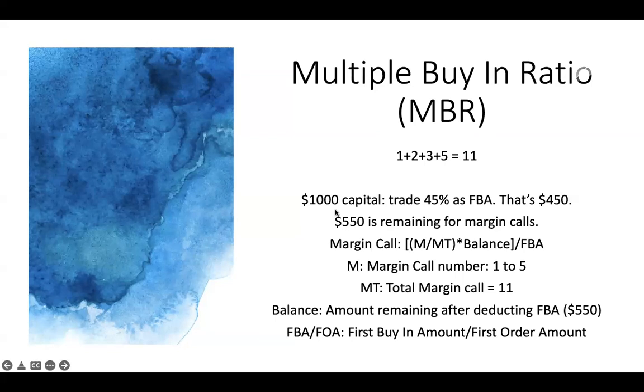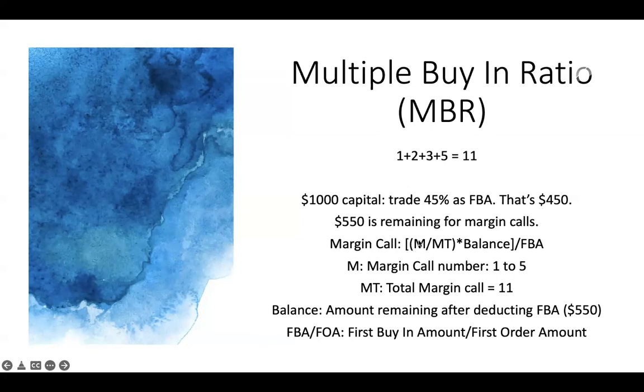So let's get started. If you have $1,000 as your trading capital, 45% of that is $450, all right? Remember, we're doing 4 margin calls, 1, 2, 3, and 5, based on the Fibonacci sequence. So this is the formula.